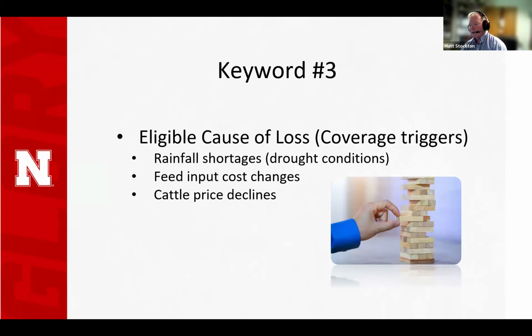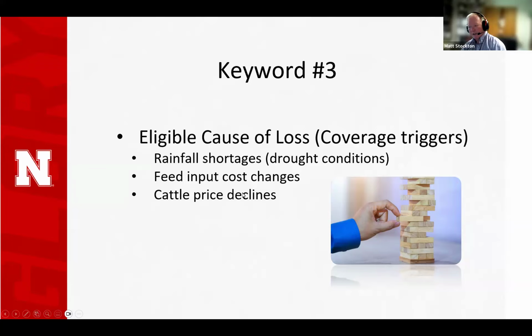Okay, eligible cause of loss. This is a coverage trigger. Rainfall shortages and drought conditions would be eligible for certain kinds of insurance, like PRF or AF, which we're going to talk about, which are types of insurances. Feed input cost changes. So, the grain inputs went up and you're feeding cattle and you've insured with a different policy, does that create an indemnity? And so are you eligible for that?